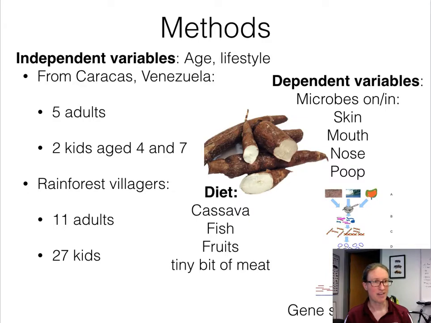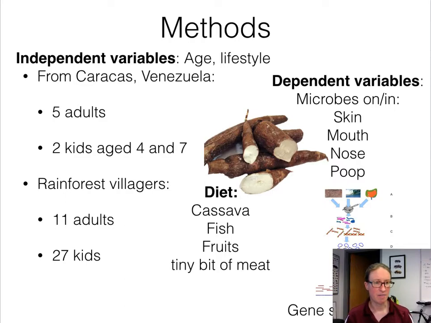So here's what they did. Their independent variables were the person's age and lifestyle. They had 7 people from Caracas, Venezuela: 5 adults, and then 2 kids at ages 4 and 7. And then they had rainforest villagers that consented to participate in this experiment, so 11 adults and 27 kids.